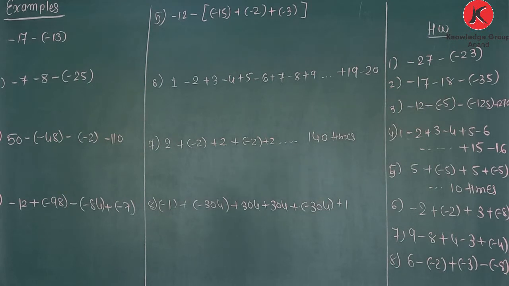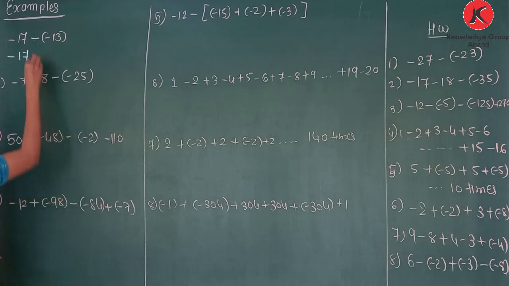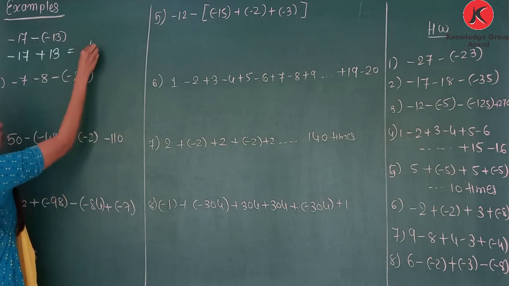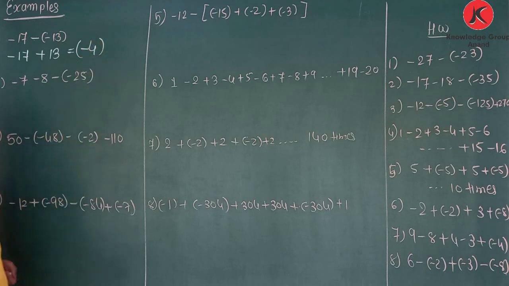Now let's take some more extra examples. So here first, minus 17 minus 30. Here we can change the sign. Two signs are negative. So here you can write plus, additive inverse of minus 13 is plus 13, or you can directly write minus plus. One negative, one positive, subtract the numbers. 17 minus 13 is 4, but it is negative.